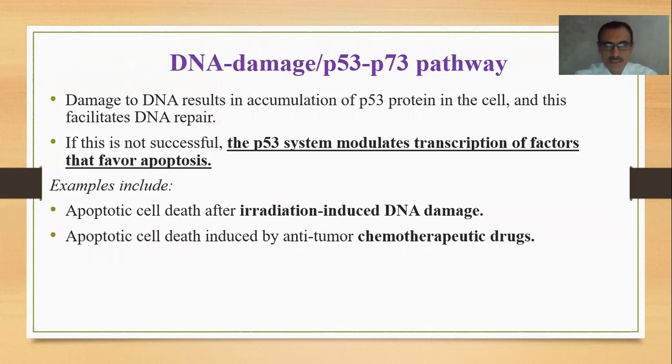The third pathway is DNA damage, or the P53, P73 pathway. Damage to DNA results in accumulation of P53 protein in the cell, and this facilitates DNA repair. If this is not successful, the P53 system modulates transcription of factors that favor apoptosis. For example, apoptotic cell death after irradiation-induced DNA damage, and apoptotic cell death induced by anti-tumor chemotherapeutic drugs.